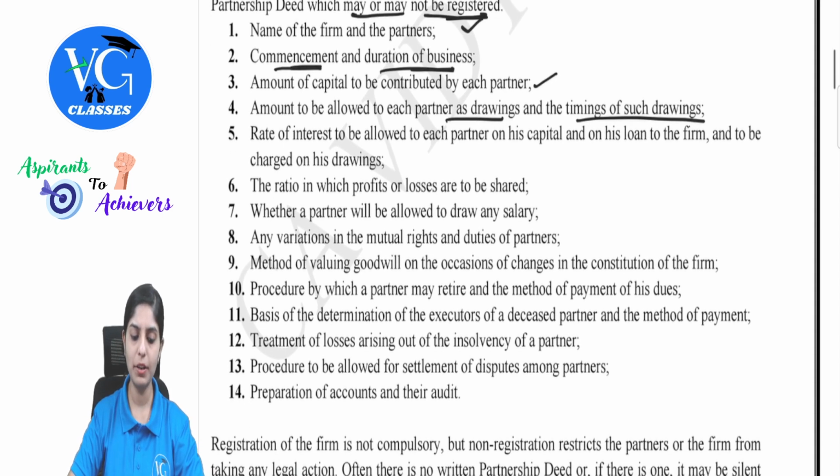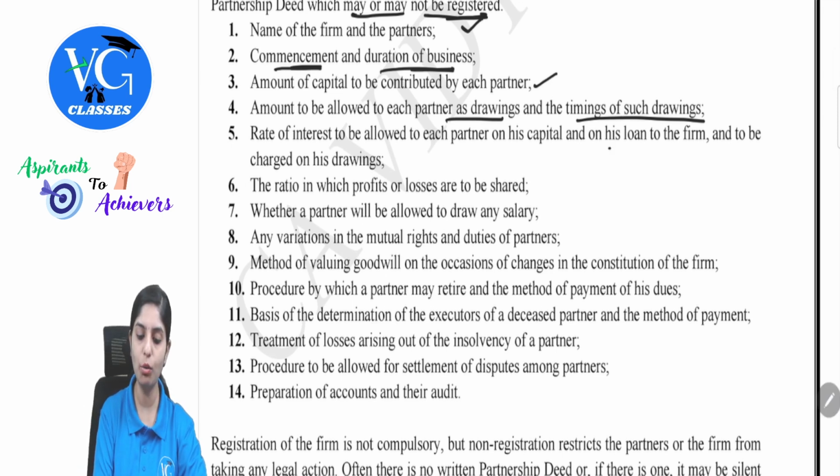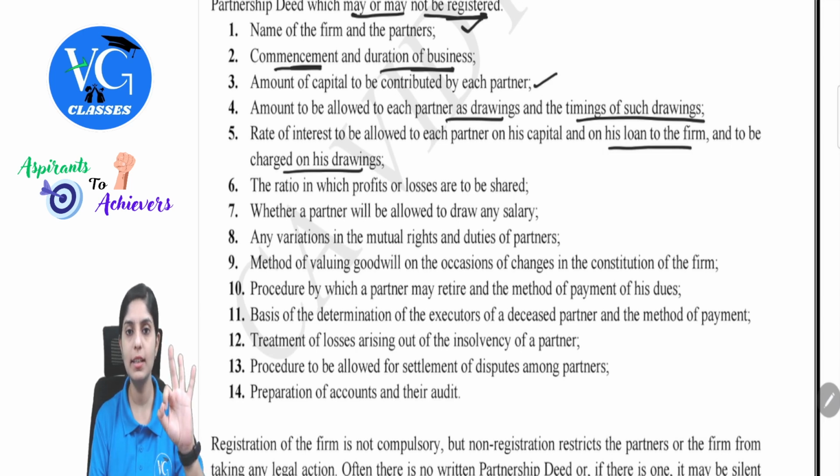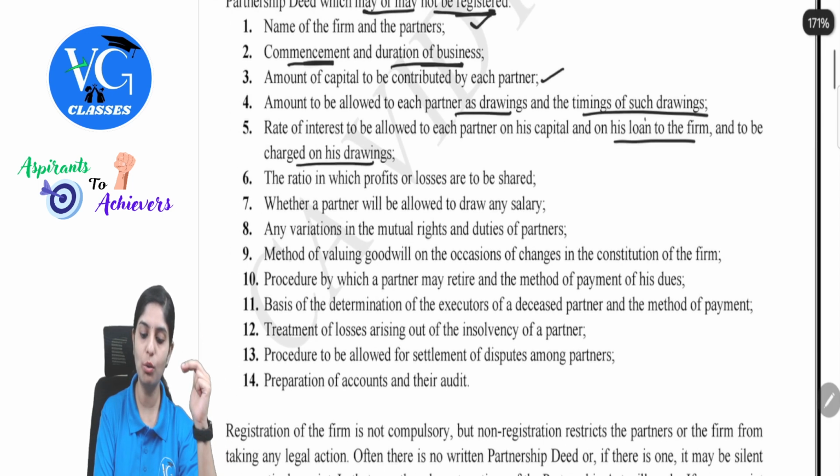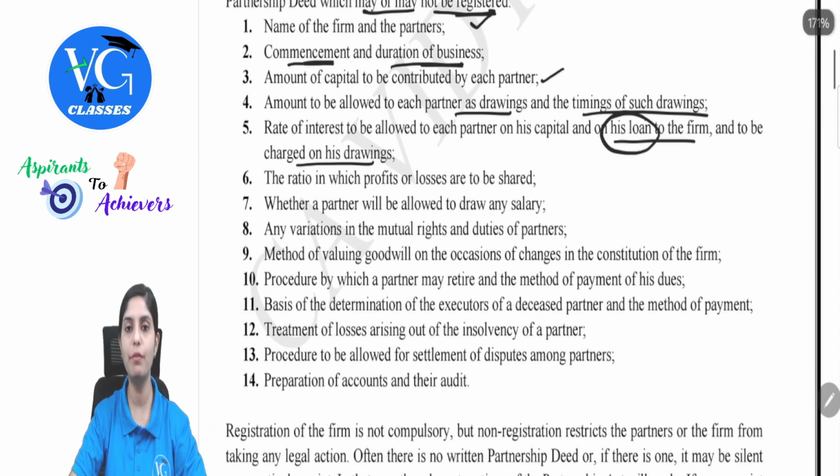Next, the rate of interest to be allowed to each partner on his capital, on his loan to the firm, and to be charged on his drawings. So there are three things here: rate of interest on capital, rate of interest on drawings, and rate of interest on the loan which is given to the firm. This interest should also be mentioned, because ultimately when the calculation is done, the main thing we refer to would be the partnership deed.